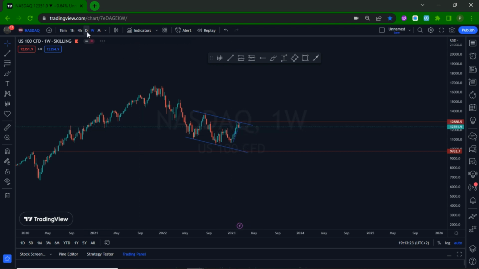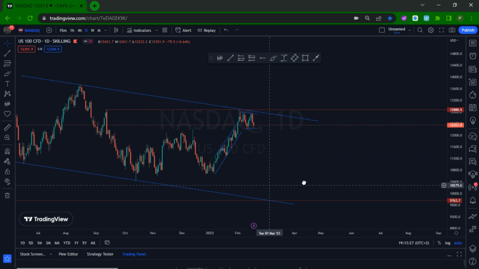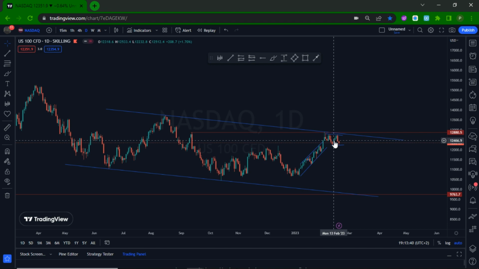Okay, let's go down to the daily. With the daily, we see the same thing. It's still a descending channel, right? And now it's much clearer. See our first touch here, our second touch here, and it keeps bouncing off. That's the reason why we're a bit more confident that it may break to the downside. Price may break to the downside, right?